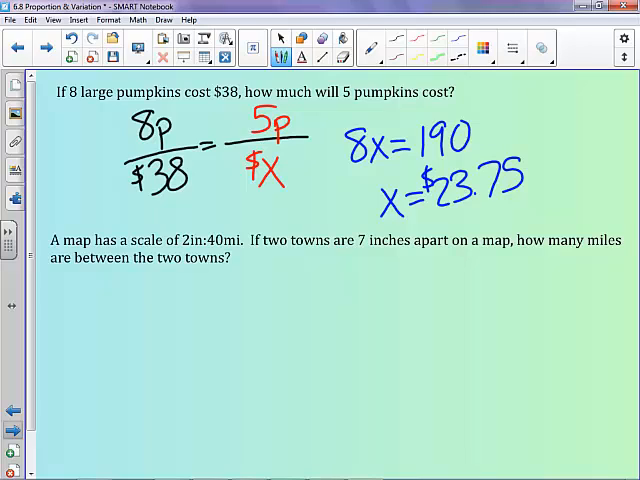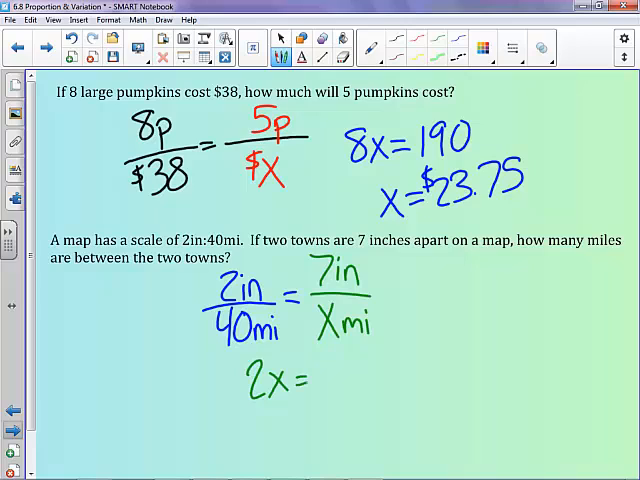So we know our ratio is 2 inches is the same as 40 miles in real life. And so, if we've got 7 inches on the map, that's how many miles? When we cross multiply, we'll have 2x equals 280, or x equals 140 miles.